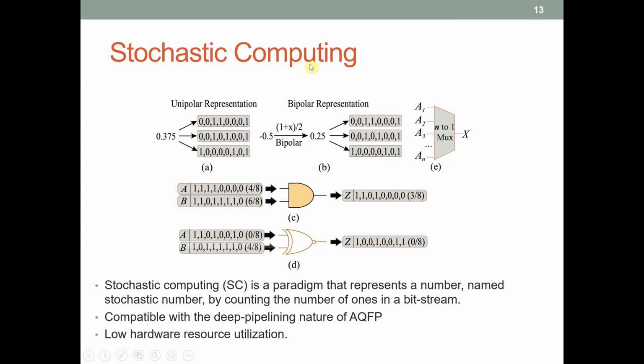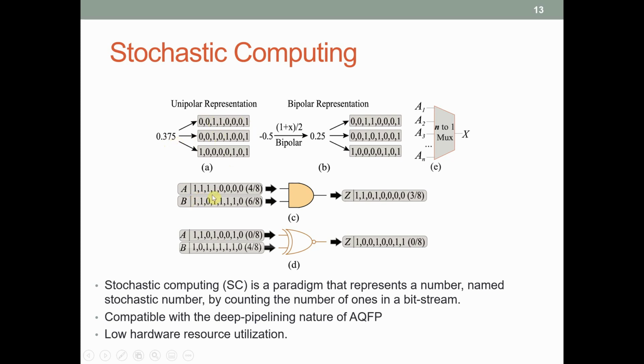Actually, this stochastic computing scheme can be quite useful for AQFP superconducting systems. In stochastic computing, a number, named the stochastic number, is implemented using a sequence of random 0 and 1s. What it represents is determined by counting the number of 1s. For example, in this stream, there are 3 1s out of the 8 bits. So this represents 3 by 8, which is 0.375.